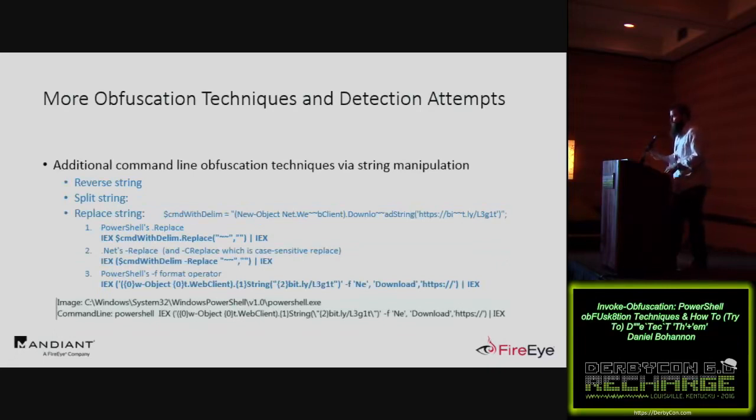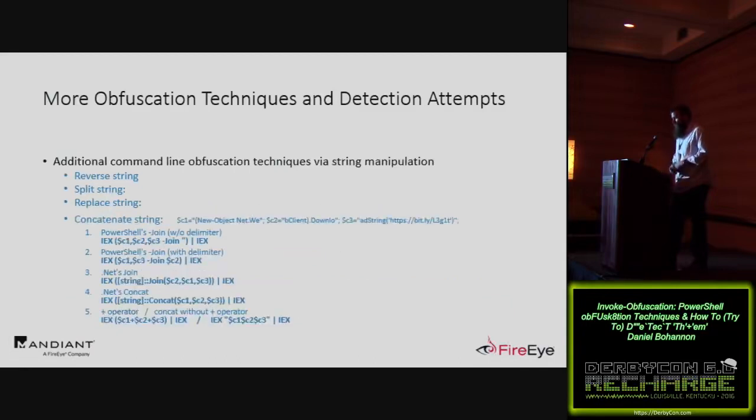And keep in mind, there's a C replace and a replace. And actually, the F format operator is absolutely amazing for a lot of really fascinating things. I'll touch on that when we get to the demo. We can also just concatenate strings through any of the join functions with PowerShell or .NET, concat, or even the plus operator, or just throw quotes around it and no pluses at all.